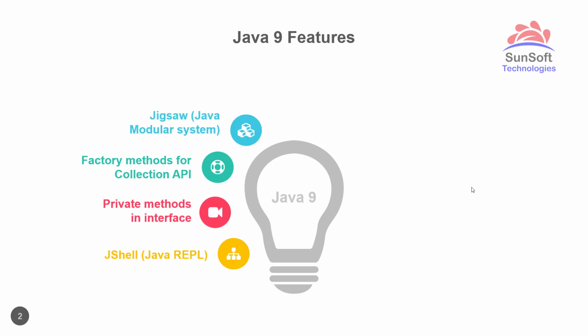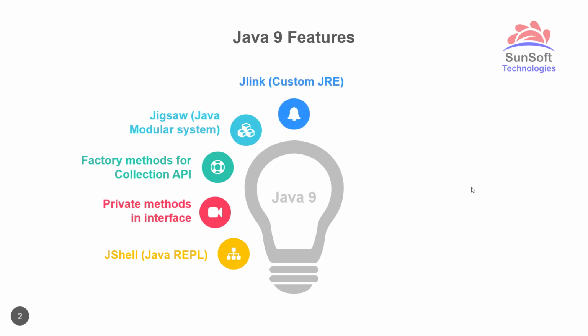Then the very major inclusion in Java 9 is Project Jigsaw. This project is mainly to make your Java programming modular. It means now you can create modules specifying which packages belong to a particular module, and also you can specify which packages can be made available to other modules.